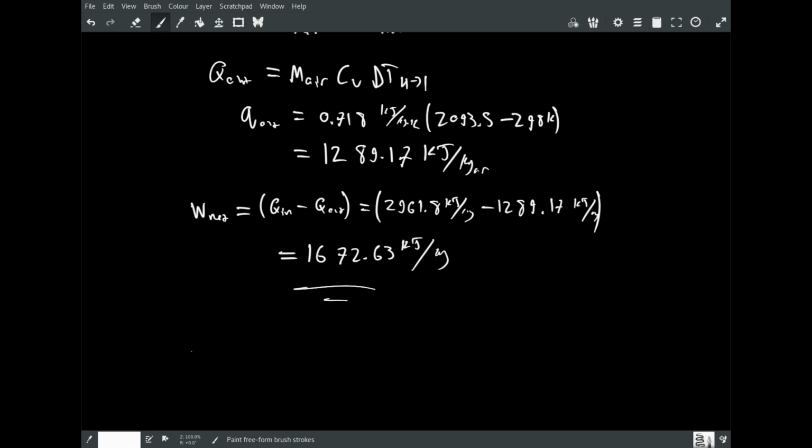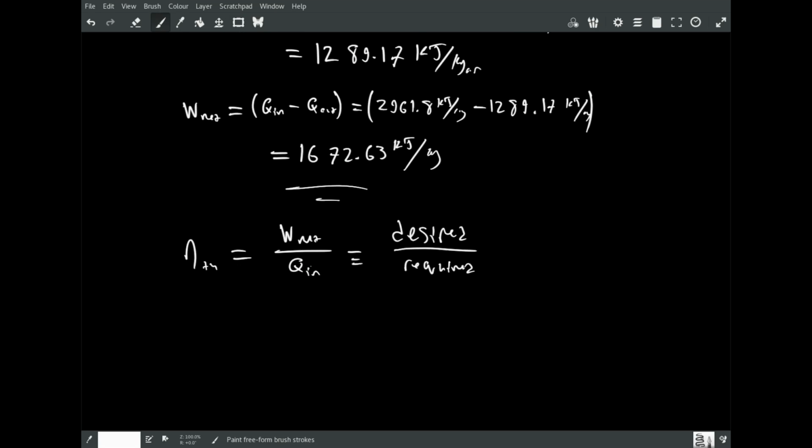So what is our thermal efficiency? Well, for an engine, what we want is net work, and what we supply is Q in. You can think of this as being equivalent to desired, what you want, divided by required, what you have to give up. So we have to give up this Q in, but we desire this W net. So this is essentially what our thermal efficiency is.